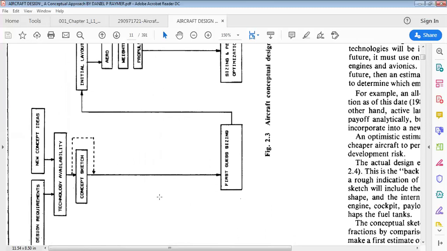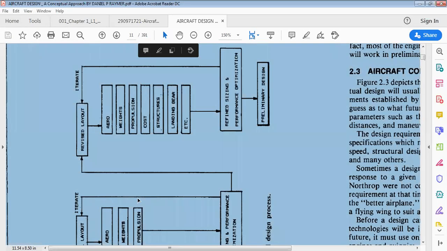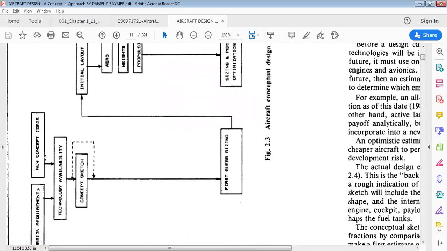Here you see, first we take up the design requirements. According to that, see here, these are the design requirements, new concept ideas, and technology availability in the market. We do competitive studies by taking up the requirements.